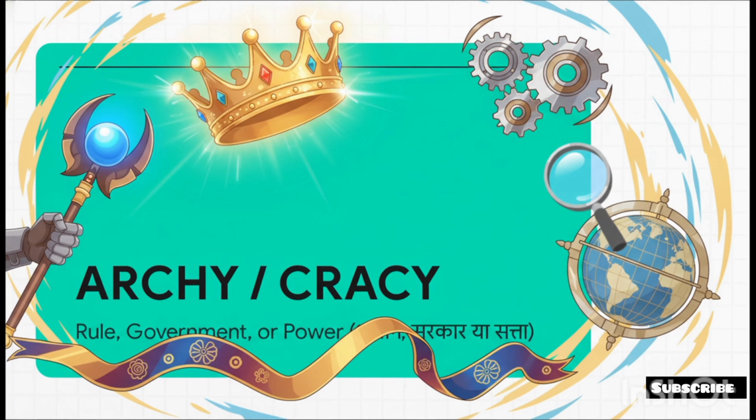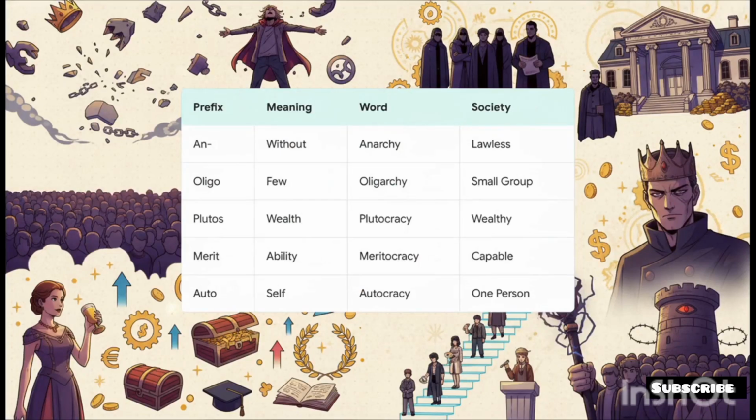Here's the absolutely crucial point to remember. When you spot ARCH or CRACY at the end of a word, you're looking at the ultimate symbols of control. These roots determine exactly who holds the crown in any given society. They stand for rule, government, or power. Shasan, Sarkar, ya Satta.